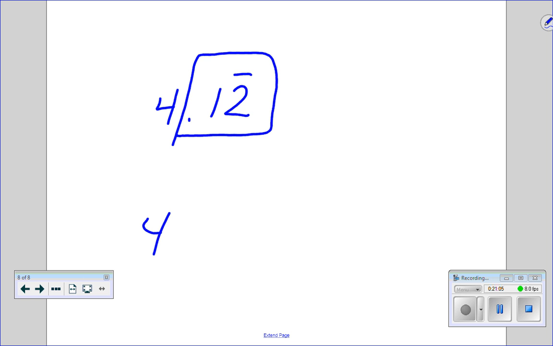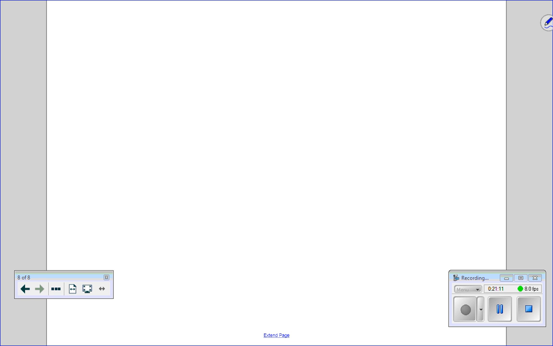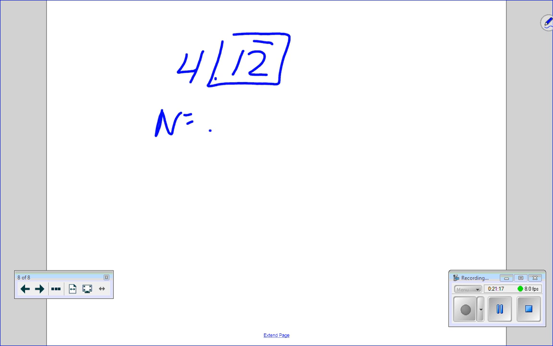Do you want me to do one like this? Yes? Okay. Let's just do this one. So 4.12 with the 2 repeating. I'm just going to focus on this. So n is going to equal 0.12 with the 2 repeating. I'm not going to worry about the 4. I like to write it out so I can see it. Times by 10.